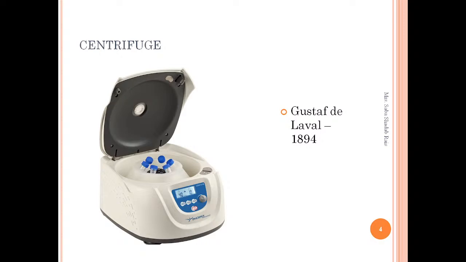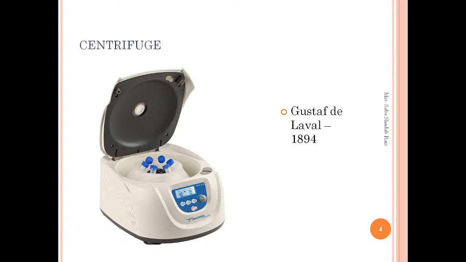So he devised this machine. As I told you earlier, whenever we talk about any machine, we need to remember its principle, then its construction, then its application. These three things we need to remember. Centrifuge machines have been modified into different types, which we will discuss later. First we talk about the principle. Now what is the principle of centrifugation?